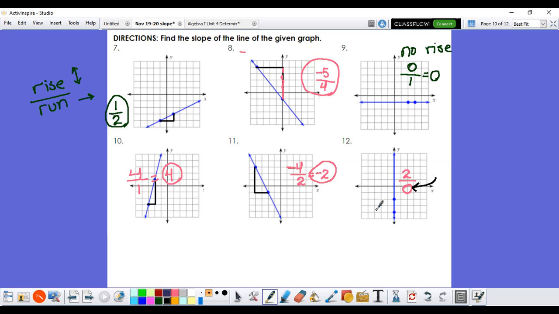If you have 0 in the denominator, otherwise it looks like you are supposed to divide by 0, you stop and you write a word. And the word that you write is undefined. Division by 0 is undefined, and so we say that the slope of this line is undefined.